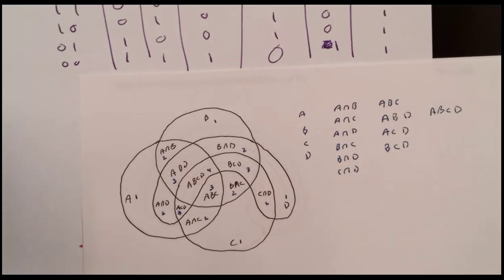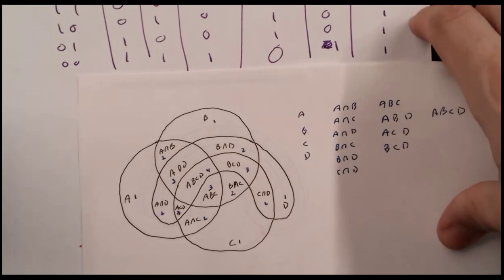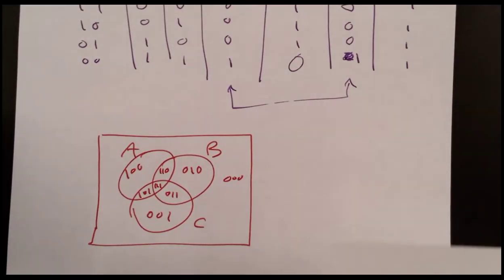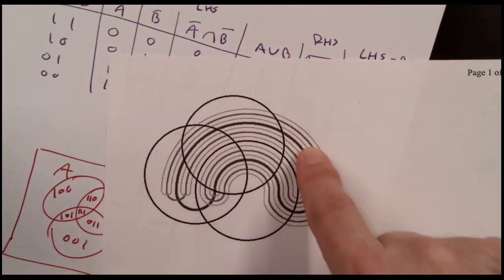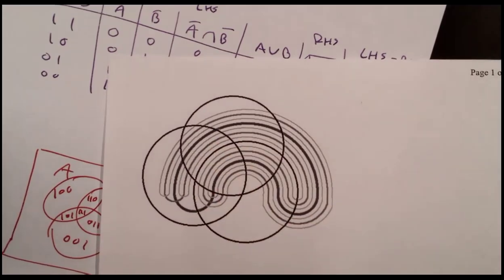Every time you add another set, you double, just like every time you add another proposition, you double the rows on the truth table. I want to do 5. There's the 5th set. See how it winds back and forth around the 4th one? So it cuts in and out of everything else? Oh, hell no.